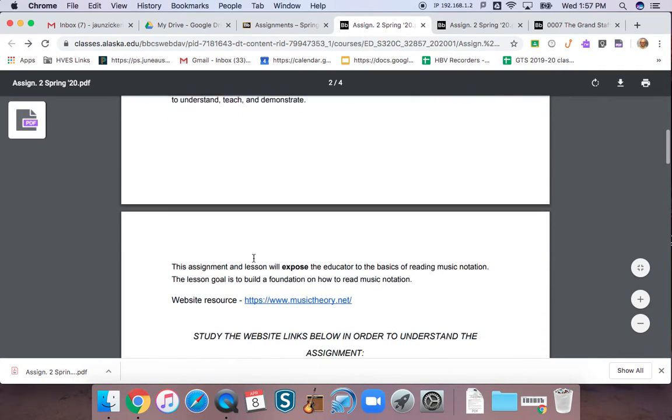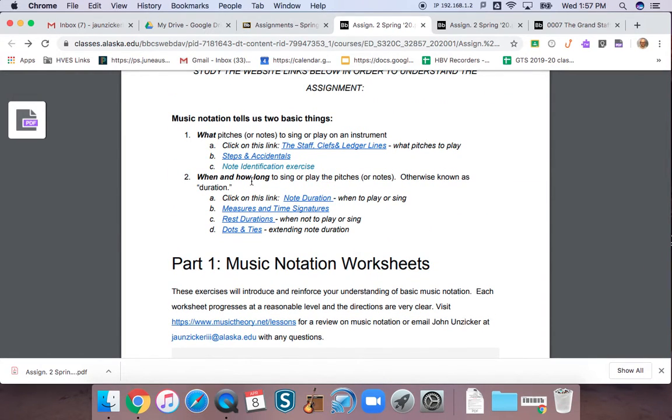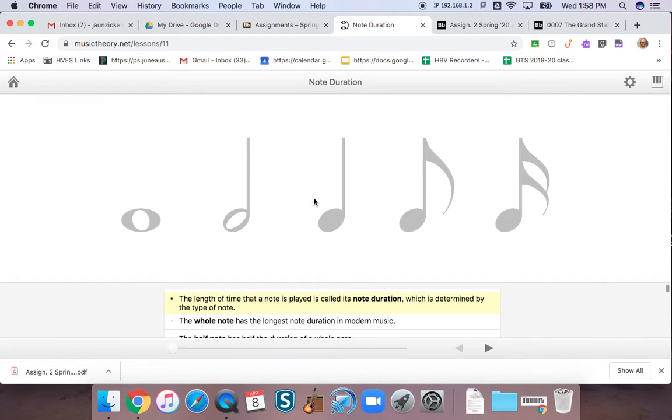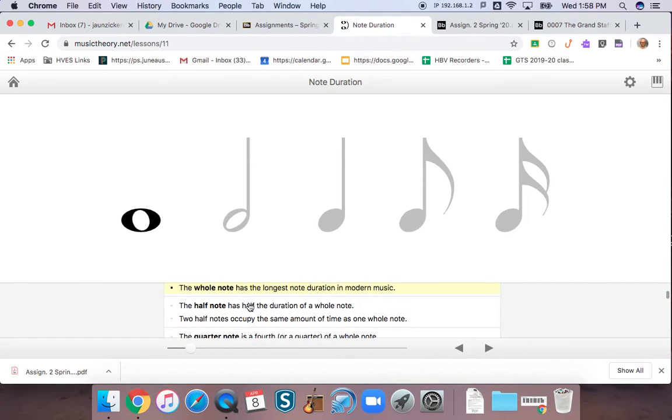Okay, let me go back here. So now the other part of reading music is when or how long to sing notes or pitches. Note duration means how long a note lasts. The length of time that a note is played is called note duration, which is determined by the type of note. So these are the different symbols of how long we would hold a note for, how many beats. This symbol is our longest symbol that we have. We can do things to it to change it, but we call it a whole note. And this is a half note. So they all have names, and they're based on fractions. The half note is half of the duration of the whole note.